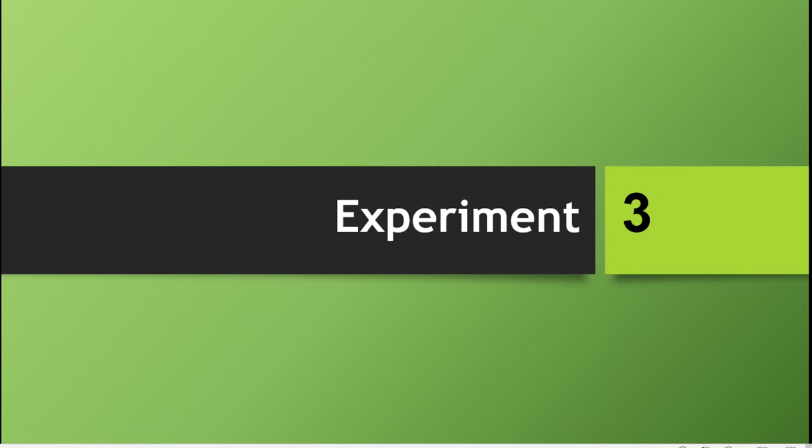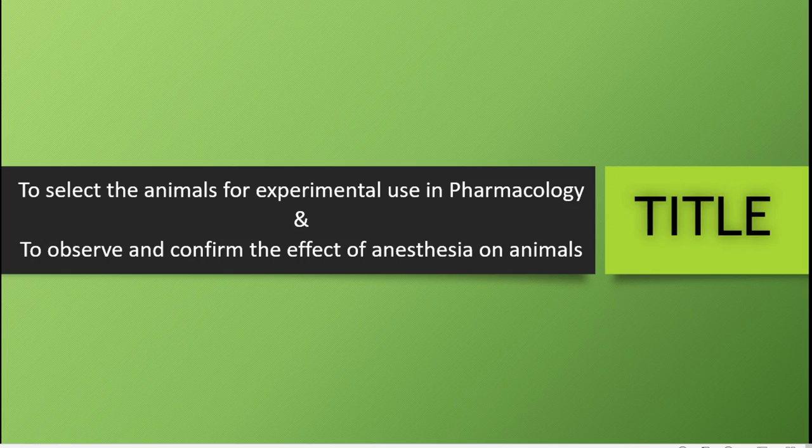Today we are going to conduct experiment number 3. Title of the experiment: to select the animals for experimental use in pharmacology and to observe and confirm the effects of anesthesia on animals.